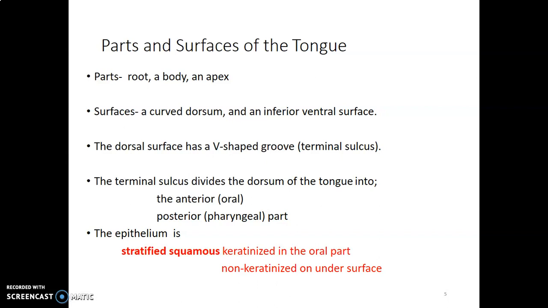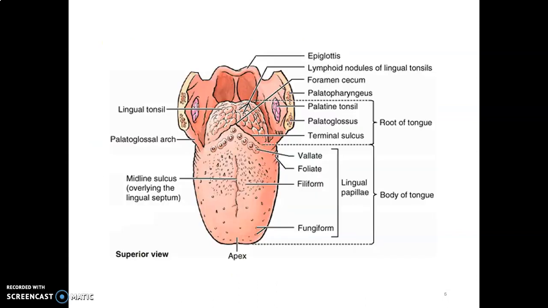So what's the epithelial lining of the tongue? Stratified squamous, keratinized on the oral part, and non-keratinized on the undersurface. So this is the V-shaped groove that divides the tongue into anterior 2/3 and posterior third, which is in the oropharynx.